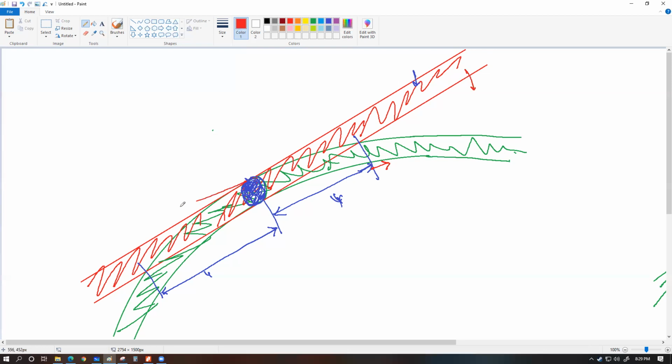So if the red line had a smaller gradient, maybe like this, then my overlapping would come down a bit. So the more you lower the red line, the right side goes down, the left side goes up, then you're going to have a smaller overlap on the left side and more overlap on the right side.